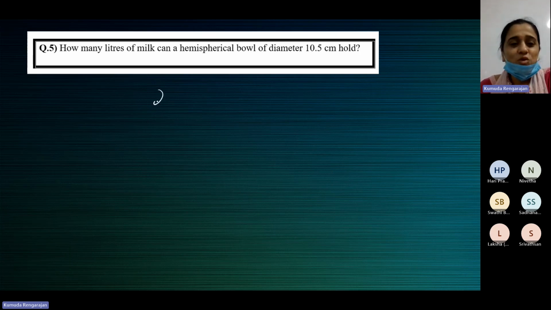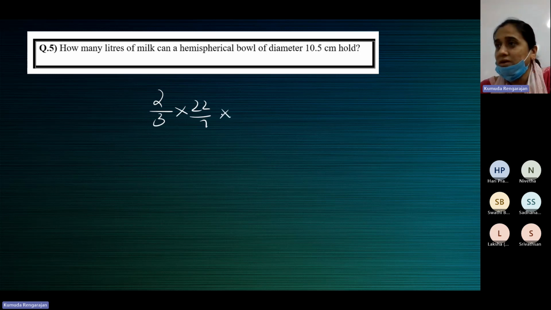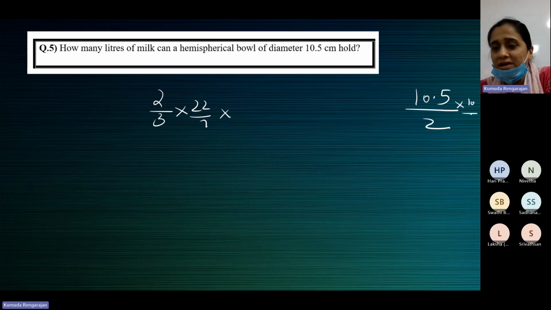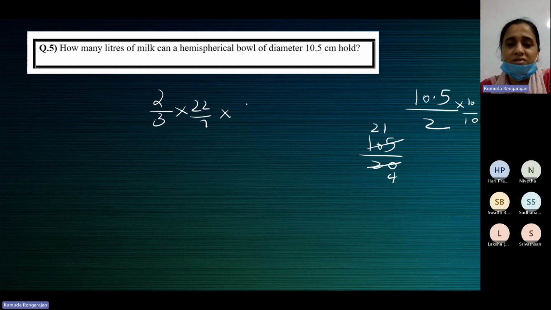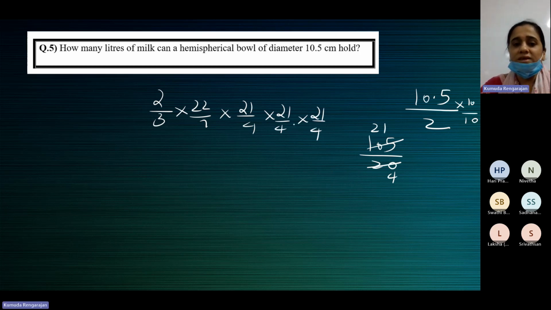So 2/3 into 22/7 into r cubed. Diameter is 10.5, so radius is by 2. Shift the decimal point by multiplying the numerator and denominator by 10, so we get 105 by 20, and simplifying, 5 twenty-ones are 105, 5 fours are 20. So the radius is 21 by 4 into 21 by 4 into 21 by 4. Calculate this, and you will get the volume in centimeter cubed, correct?